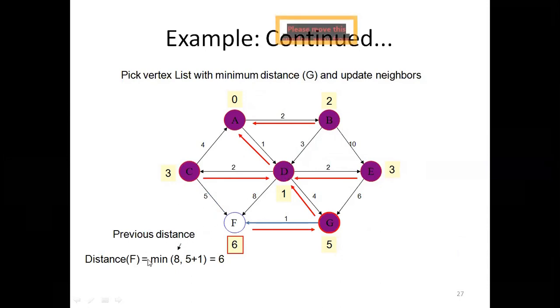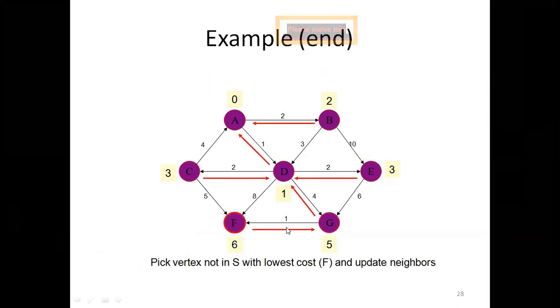So distance of F, what is distance of F? It is the minimum of 8, which is from D to F, and 6. So 1 plus 5, that is 6. So minimum distance. Vertex not in S with the lowest cost is F, and update neighbors.